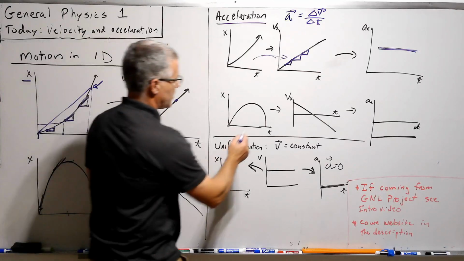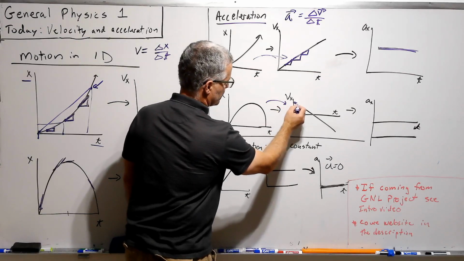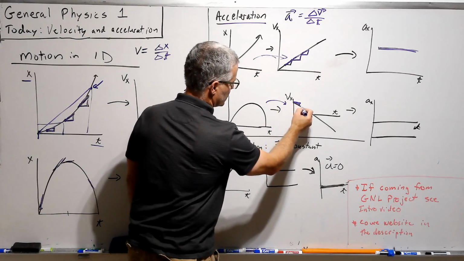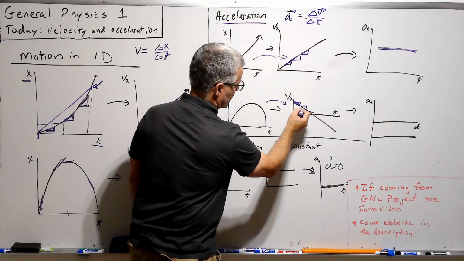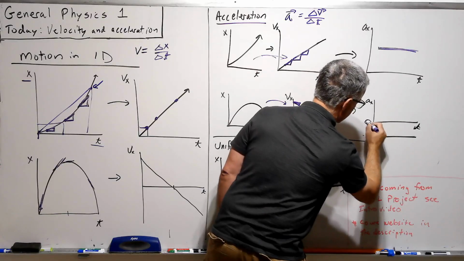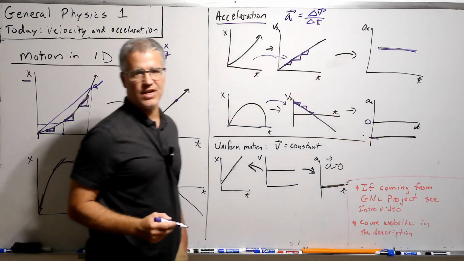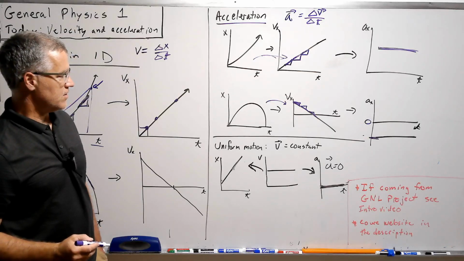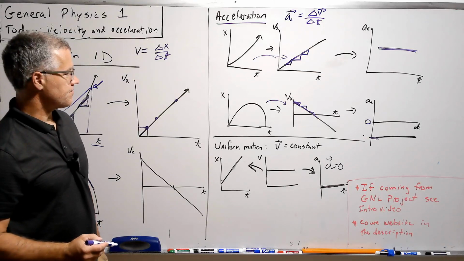Let's take this one. Again, we saw how this worked. And again, we make a small change, and we get a constant negative, right? Here's a negative number, here's 0. It's negative acceleration down here. So constant negative acceleration. Okay.